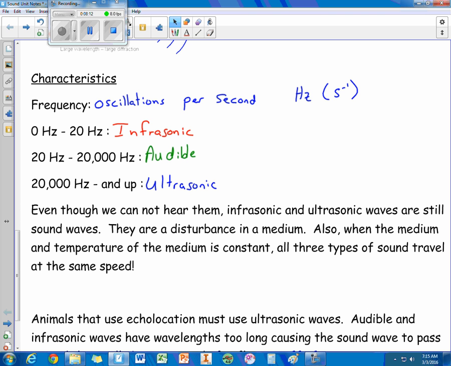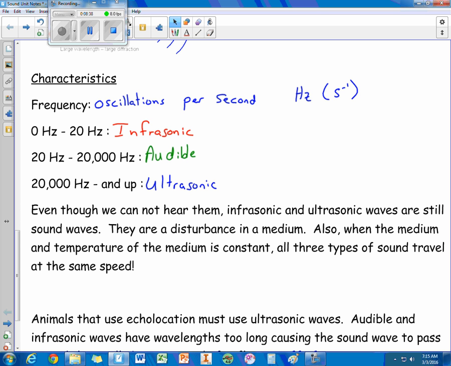So it's kind of like using light. The way we see is through reflected light waves. As light reflects off of something and enters our eye, we get a detailed picture of what's around us. You can do the same thing with sound. A wave is a wave. So, even though we can't hear infrasonic and ultrasonic, they are still considered sound waves. They are a disturbance in a medium.